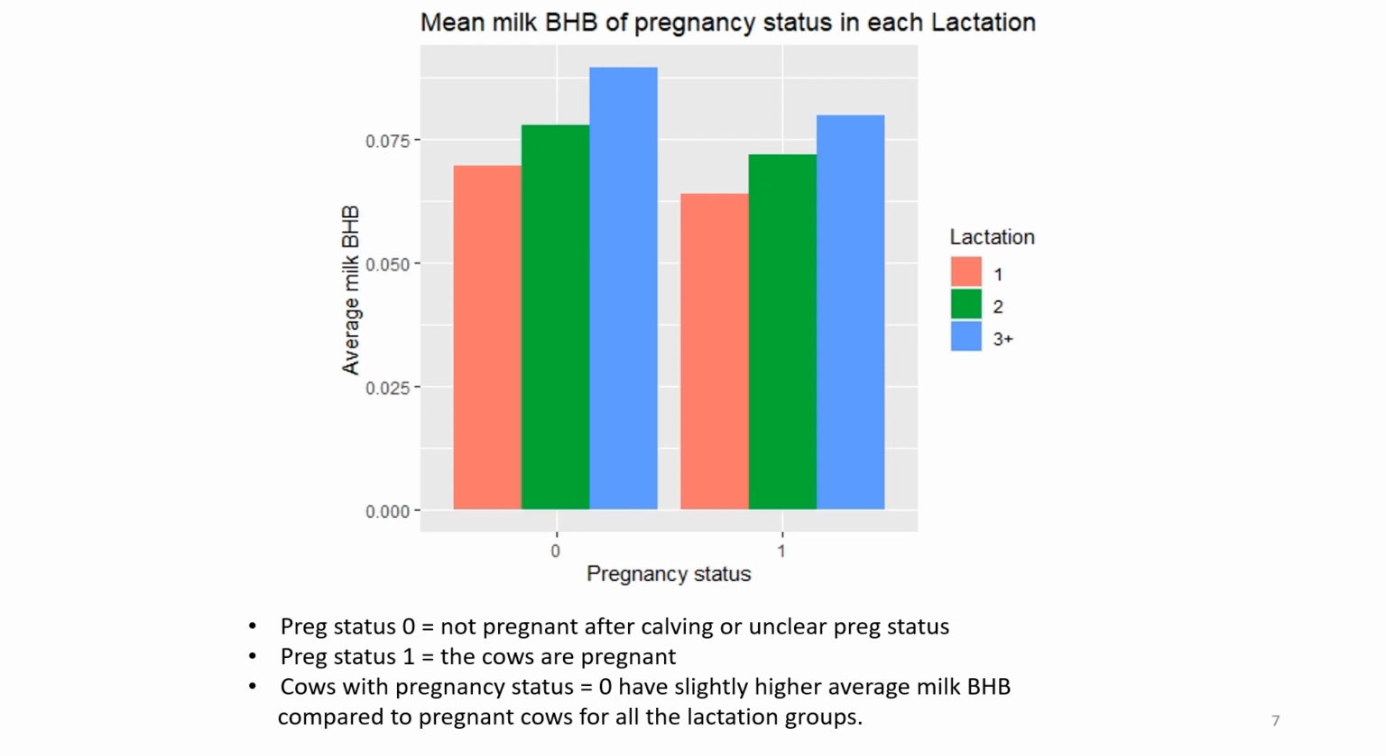So the pink is the first lactation, green is second, blue is 3 or above. We can see that the average milk BHB among these three lactation groups in the non-pregnant cows group is slightly higher compared to the pregnant cows.